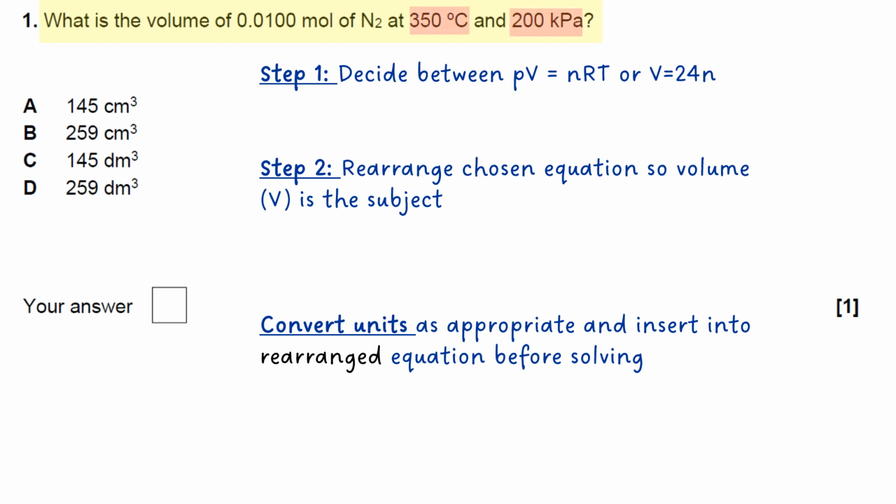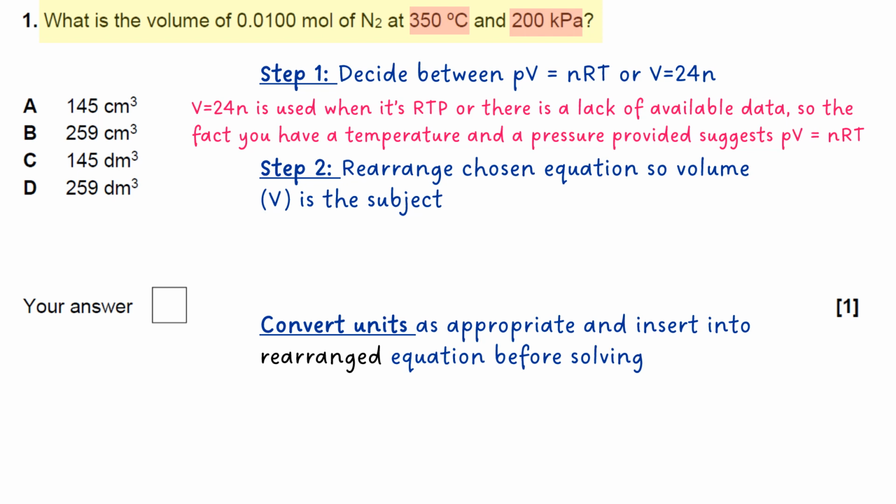Looking at the data we're given, you can see that it's 350 and 200. That's not the same as room temperature and pressure, or RTP for short, which is what you would need for V equals 24N. So therefore, I would choose PV equals nRT.